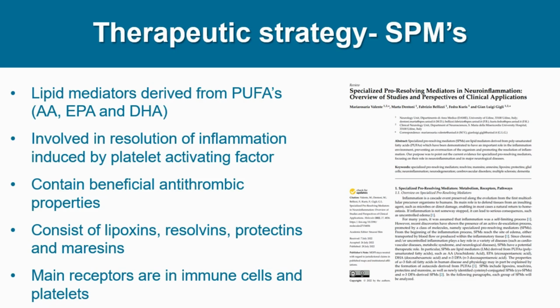EPA, which you get from fish oil, can give rise to a group of SPMs, and DHA can give rise to another group of resolvins. So there's different kinds. I don't want to get into that too much, but the key is they have beneficial antithrombotic properties, and they consist of lipoxins, resolvins, protectins, and maresins, and the main receptors are in our immune cells and also in our platelets.